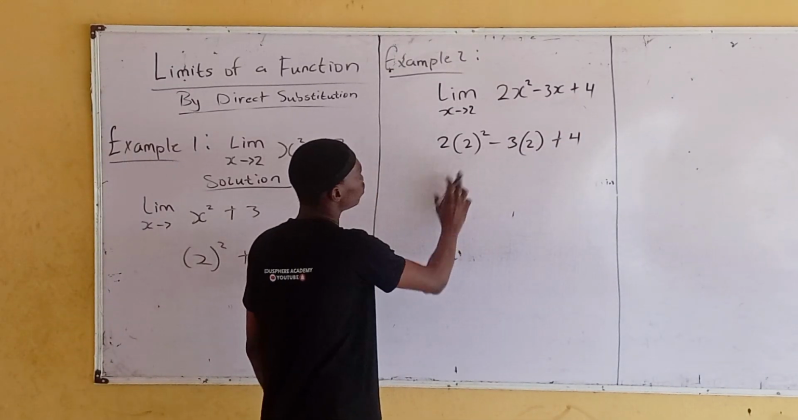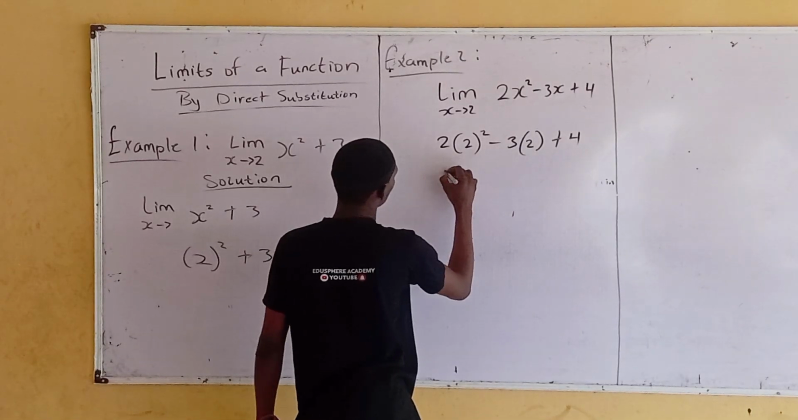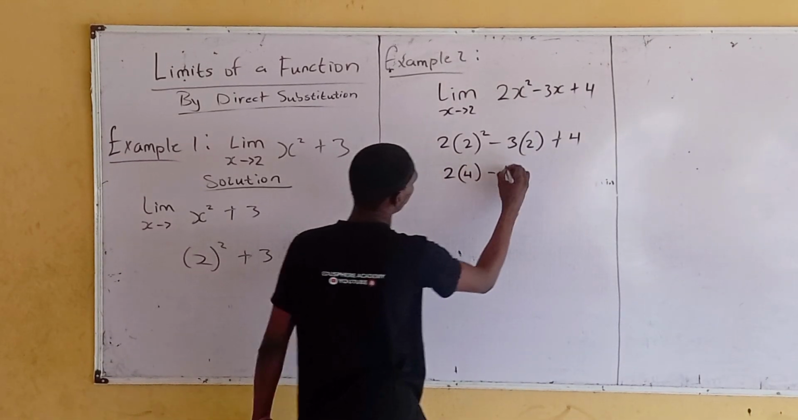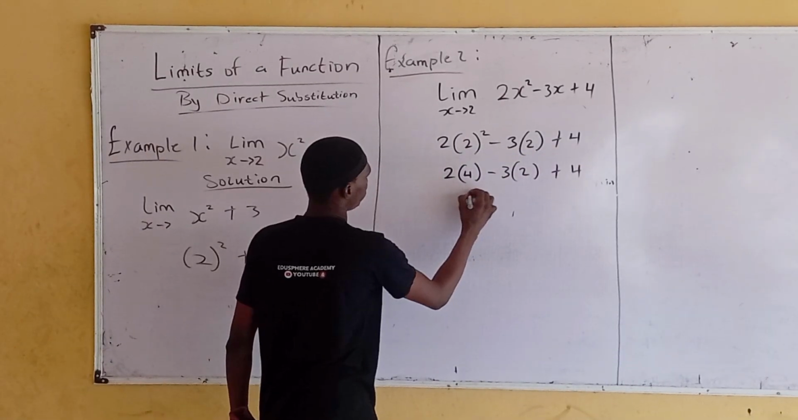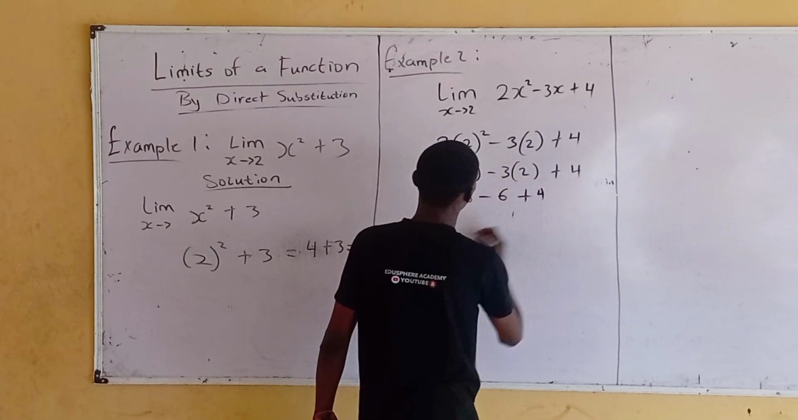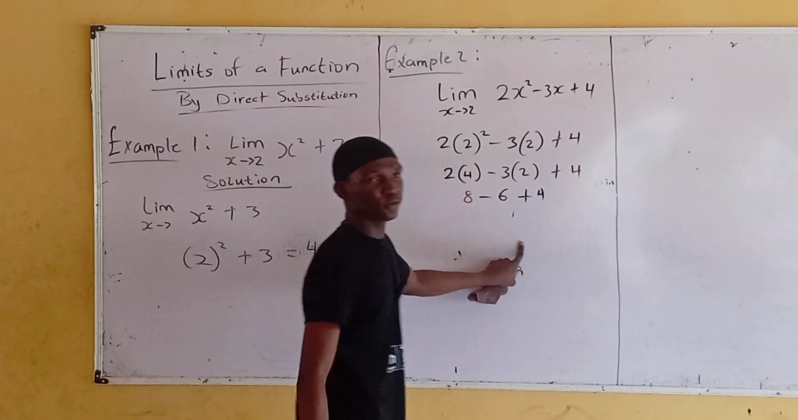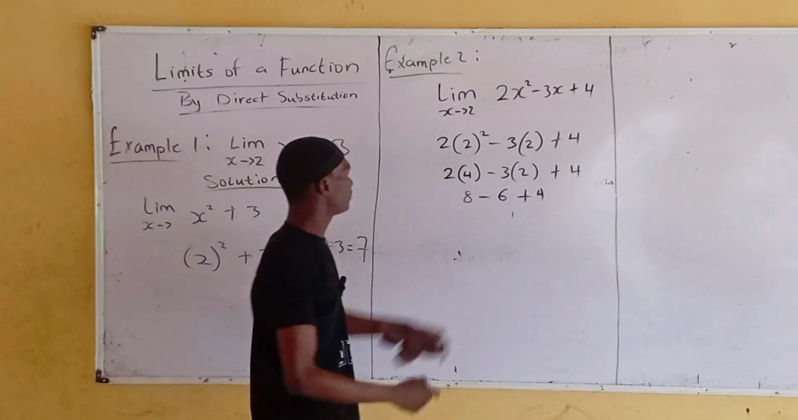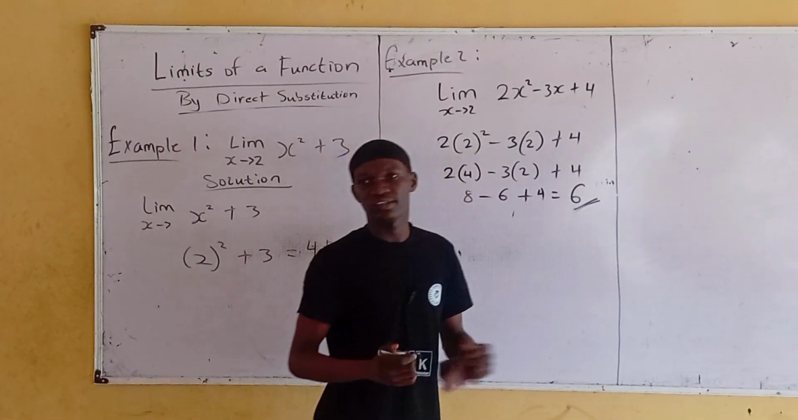And that will be what? 2 square is 4. 2 times 4 is 8. Let's say 2 open bracket 4, minus 3 times 2, 6, plus 4. Minus 6 plus 4 is minus 2. 8 minus 2 is 6. And that will be our final answer.